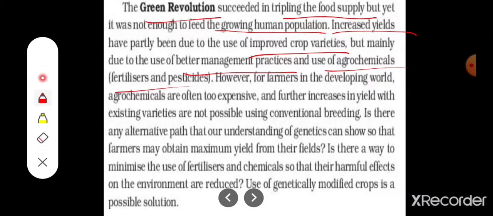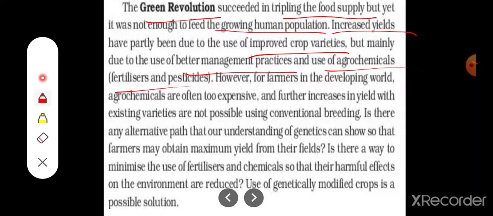Okay, and then they came up with the use of genetics in farming, so that using genetics farmers may obtain maximum yield from their field. The useful way in which genetics helped was that the use of fertilizers and chemicals was minimized. And so the harmful effects of these chemicals and fertilizers on our environment were also reduced, and this became a solution for the problem of the farmers. Right, so genetically modified crops are a possible solution for this problem.